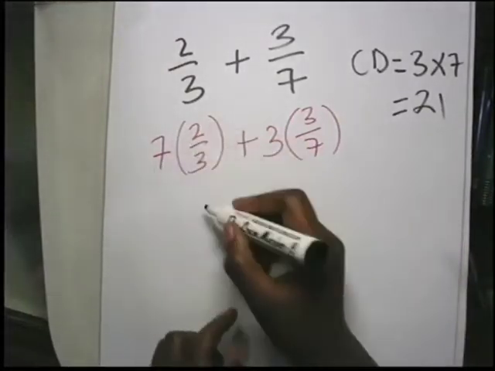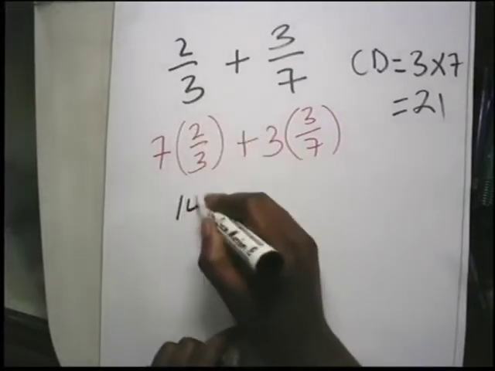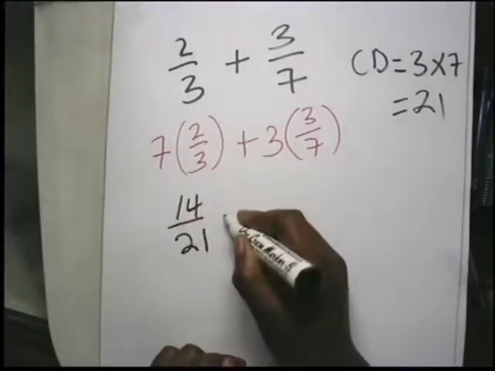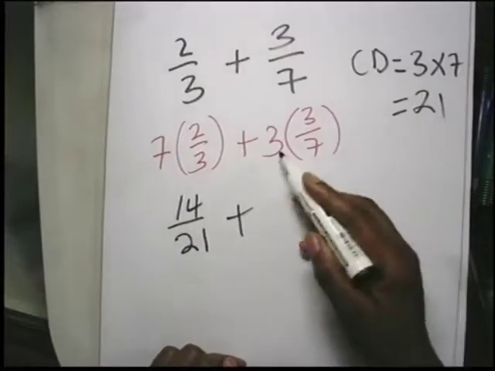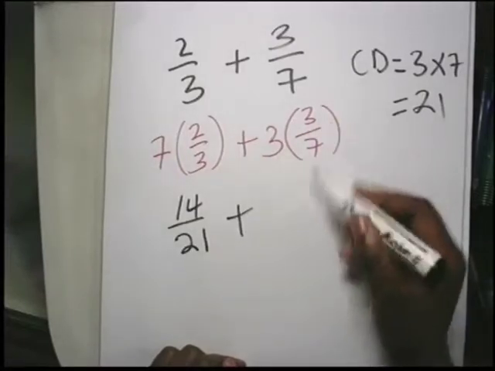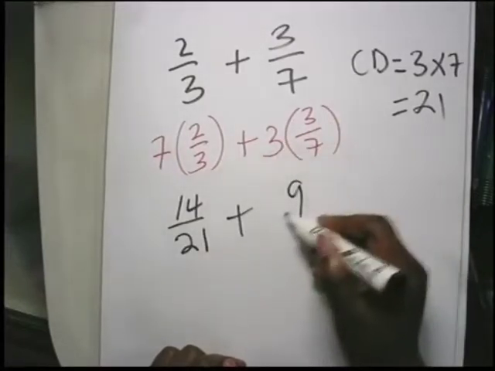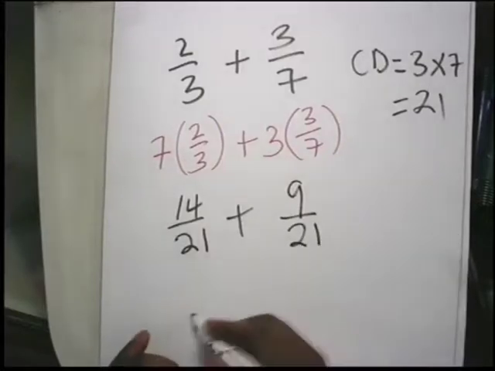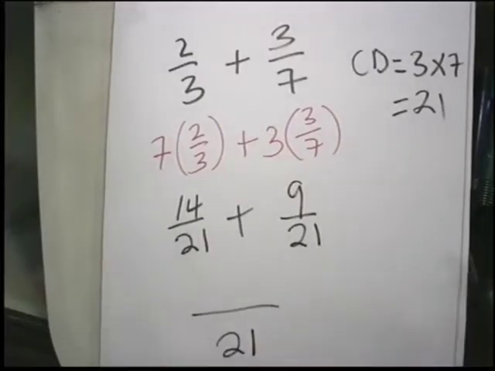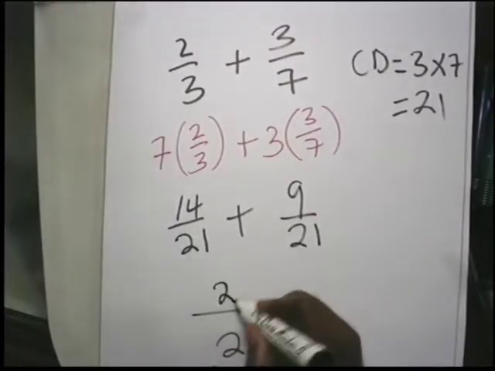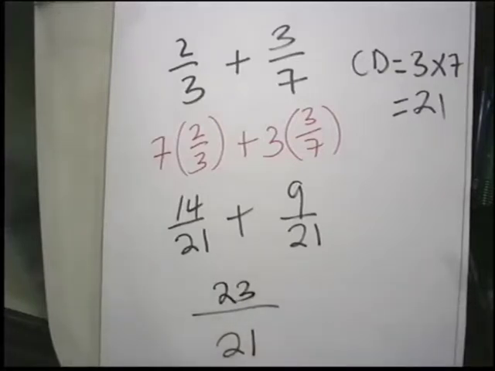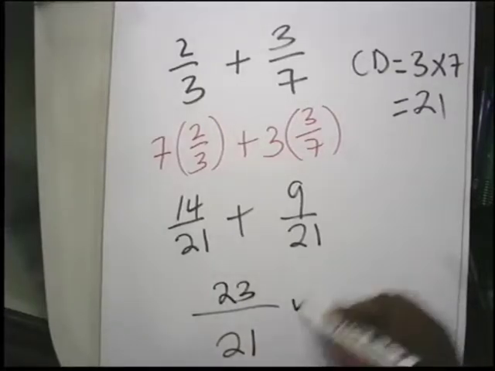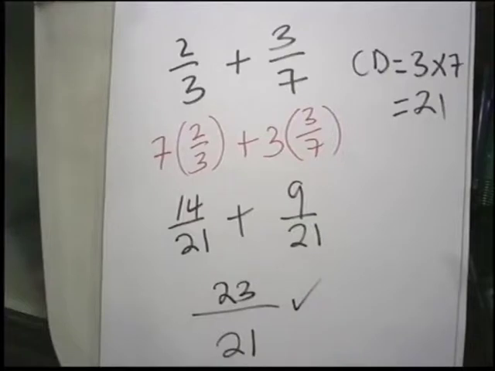So for the first one, we are going to have 14 over 21 plus, for the second one, 3 multiplied by 3, we get 9. 3 multiplied by 7, we get 21. Now the denominator is the same, we can just add the numerators. And that will be 14 plus 9, and that gives us 23. Okay? This is the right way on how to add fractions.